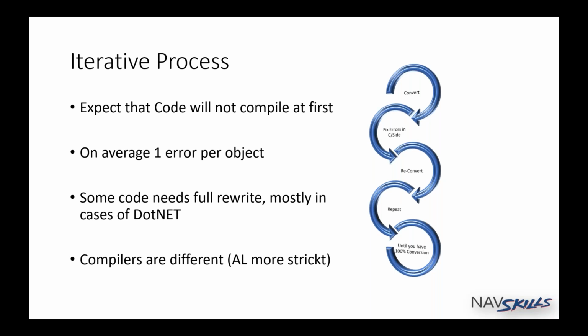Some code needs to be rewritten, mostly in cases of .NET, and the compilers are different. You'll see that you run into bugs that you didn't know were there. But what we did, both on this project and with the ForNAV solution, is we convert, then we look at the errors, then we go back to C-side, we fix the errors in C-side, then we reconvert and repeat that process until the C-side code converts into an extension, until you have 100% conversion.